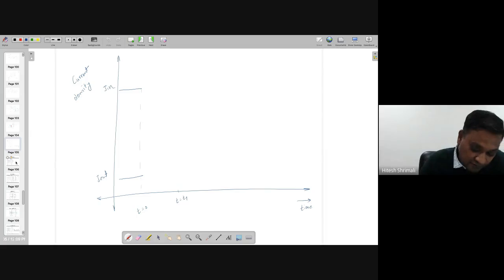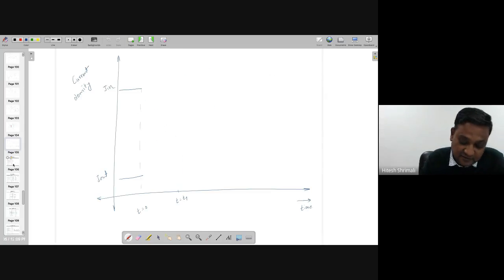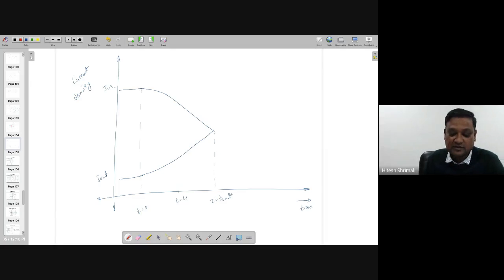So if you look at this current, the current going this side, because of this barrier in direct tunneling, has a lower current. So J in started going down and J out started going up, and there is one point where both will be equal. It's known as the T set. So this time T set, this is going to happen.